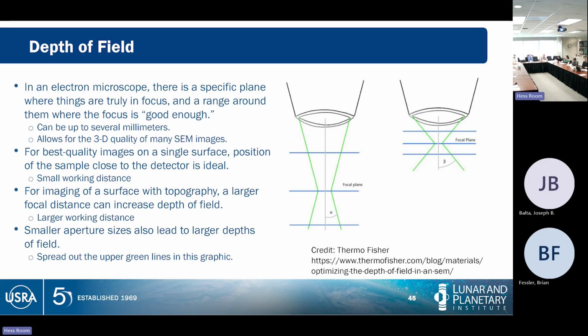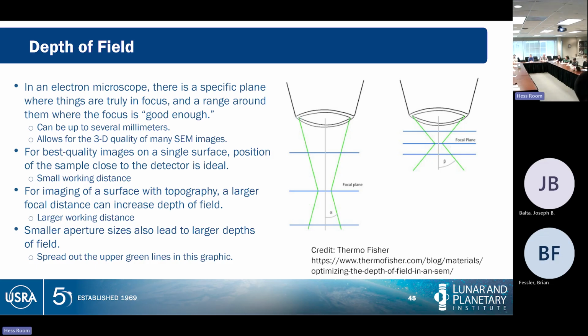For the best quality image on a single surface, position close to the sample is ideal. So raise your sample up for high quality images. We call this a short working distance. The working distance variable is how far down the thing is. For images of a surface with topography, a larger working distance will allow for a greater depth of field, meaning you can focus on a larger and broader range of things.